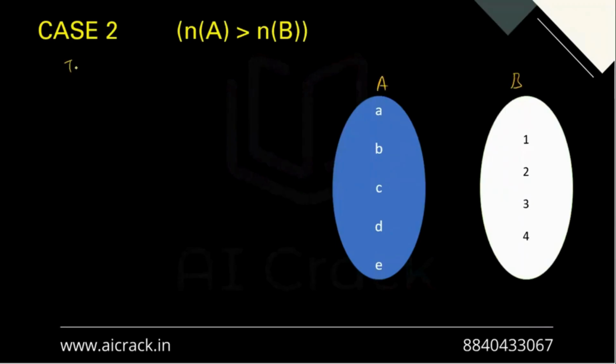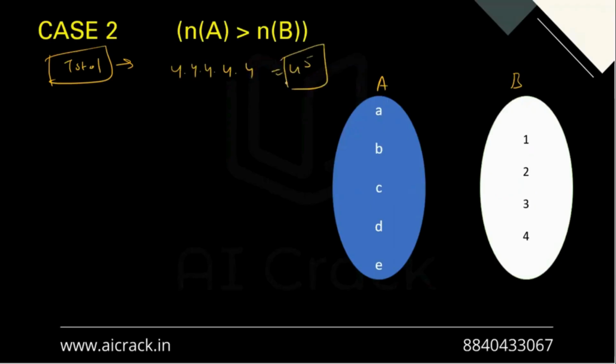Now let's talk about total number of functions. In case of total functions, we'll use the same concept: A has 4 choices over here, B has again 4 choices, C has 4 choices, D has 4 choices, and E has 4 choices. So 4 times 4 times 4 times 4 times 4, that would be 4 raised to 5. So we have total number of functions as 4 raised to 5, right?